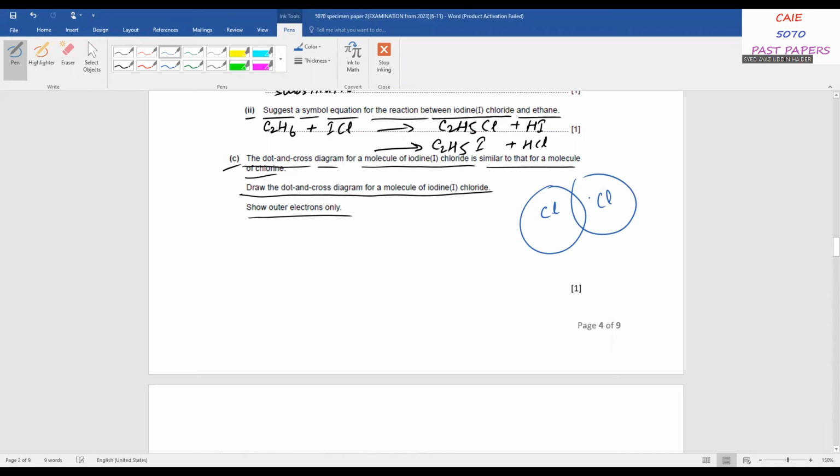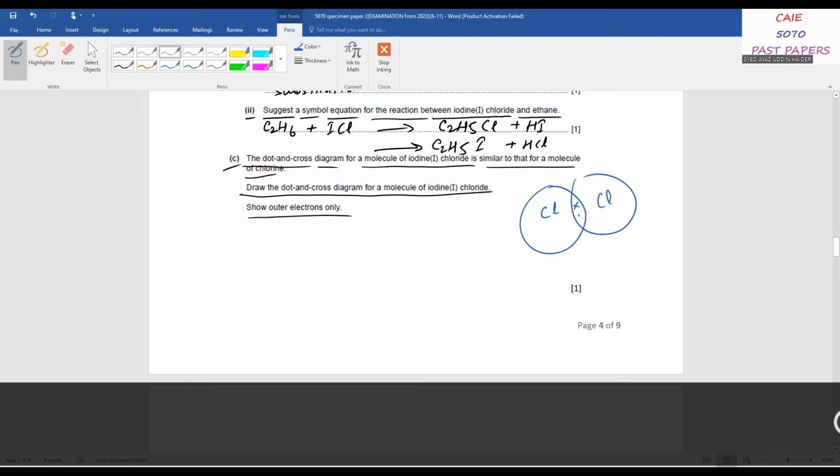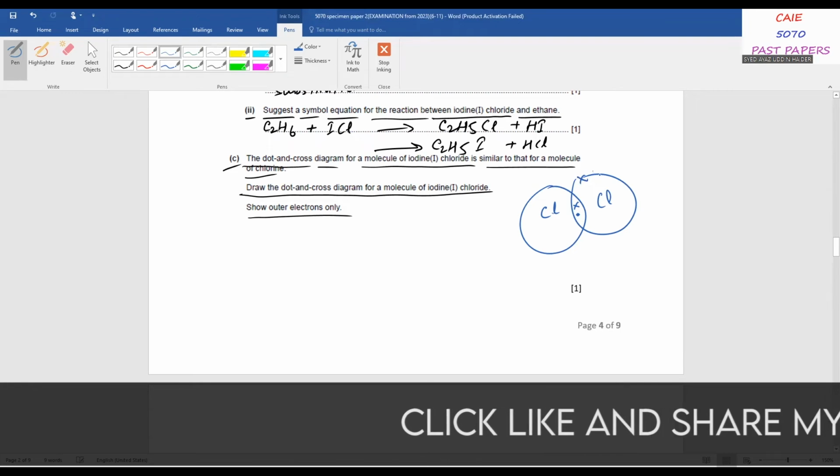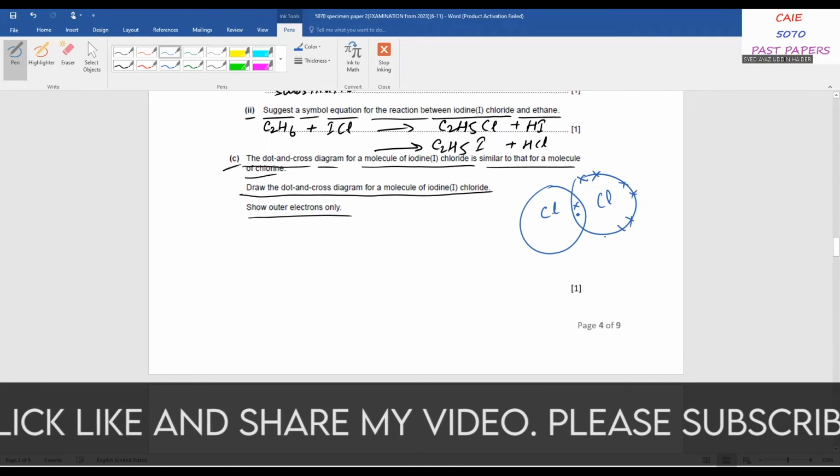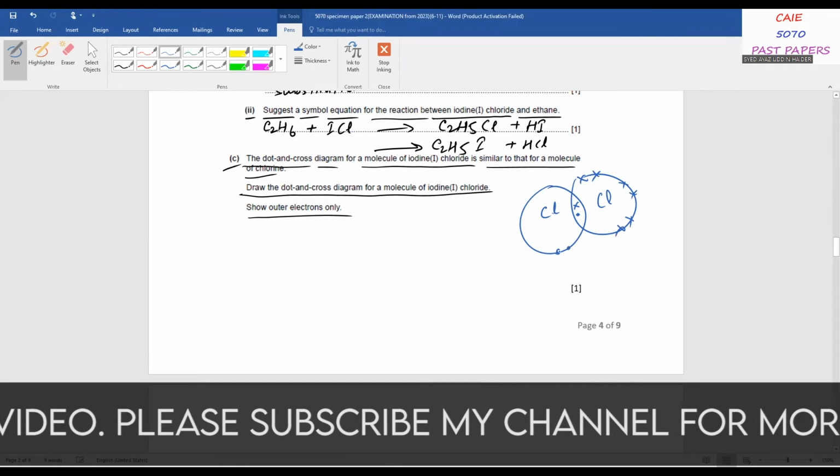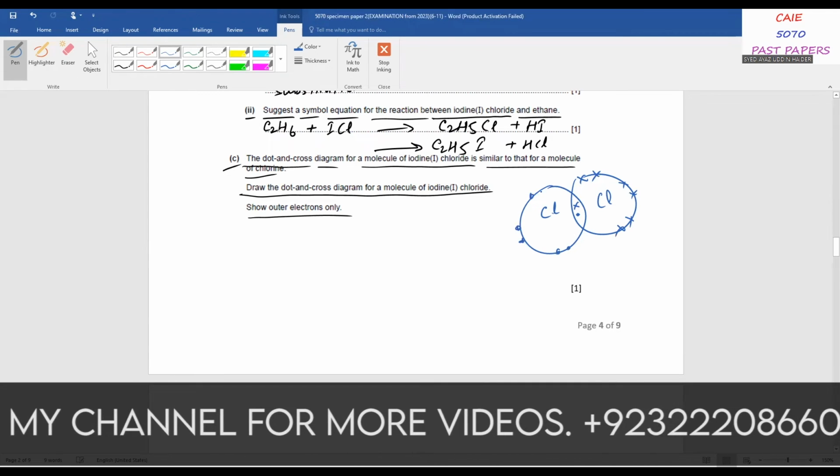Both contain 7 electrons in their valence shell, and both need 1 electron to complete their valence shell. 1, 2, 3, 4, 5, 6, 7. For this one, 1, 2, 3, 4, 5, 6, 7.